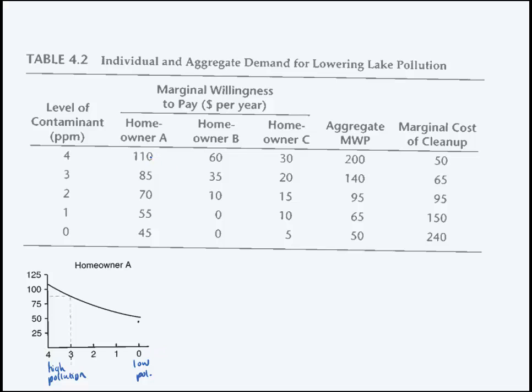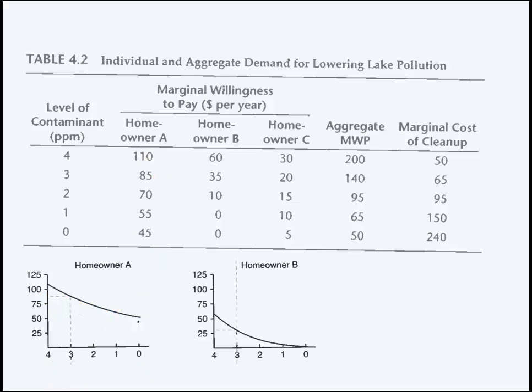And then you'll see this information over here is given to you with this graph. So to clean up 4 levels of pollution, you pay around here, which is 110. 3 levels of pollution around here, which is 85, etc. 2 levels is around here, 70, and 1 level is around here somewhere, 55, etc. Okay, so this curve over here shows his demand for cleaner water.